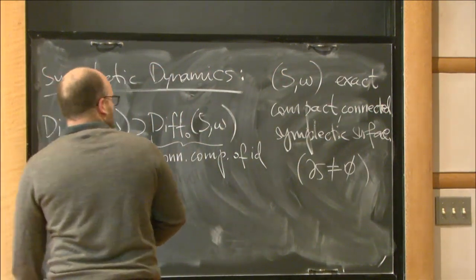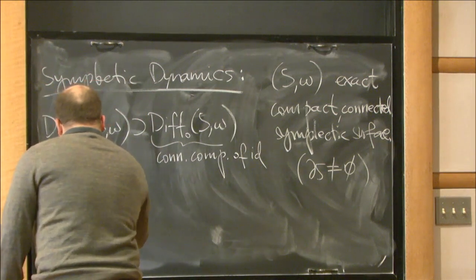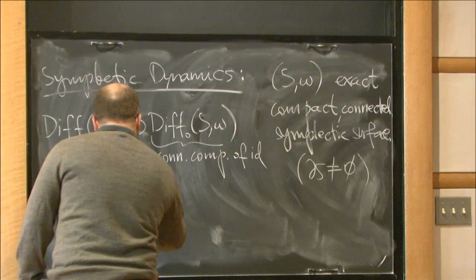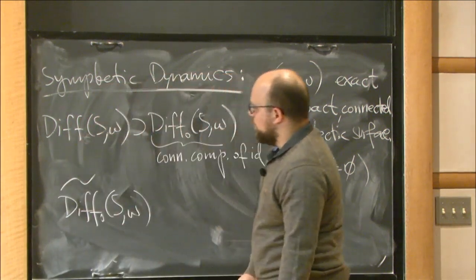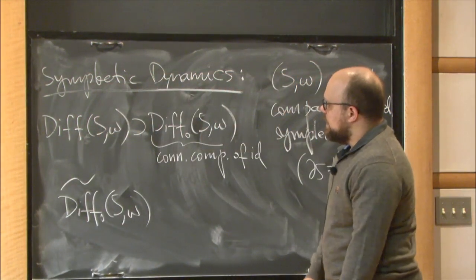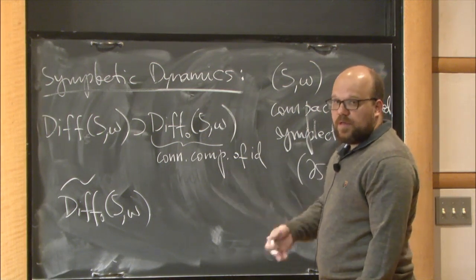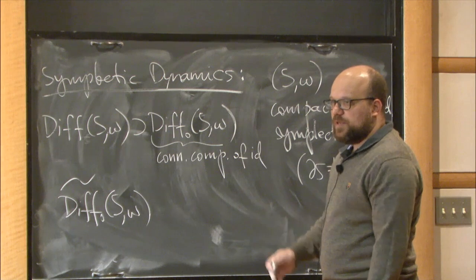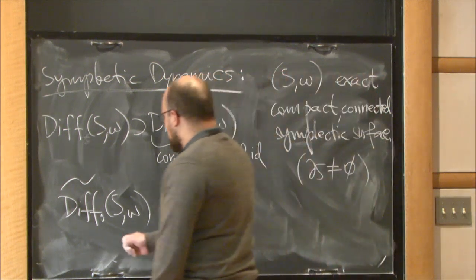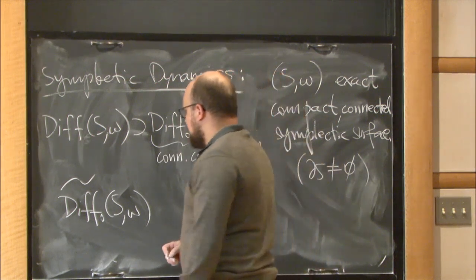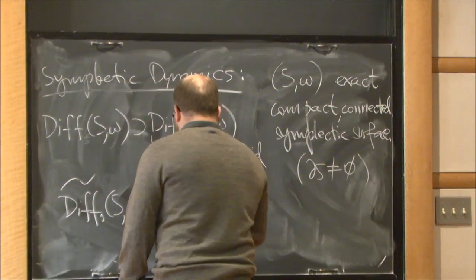And we then will look at its universal covering. Concretely, I will be looking at smooth symplectic isotopies starting from the identity, ending somewhere, up to homotopy keeping endpoints fixed. And one might ask, is this group simple? And the answer is no.